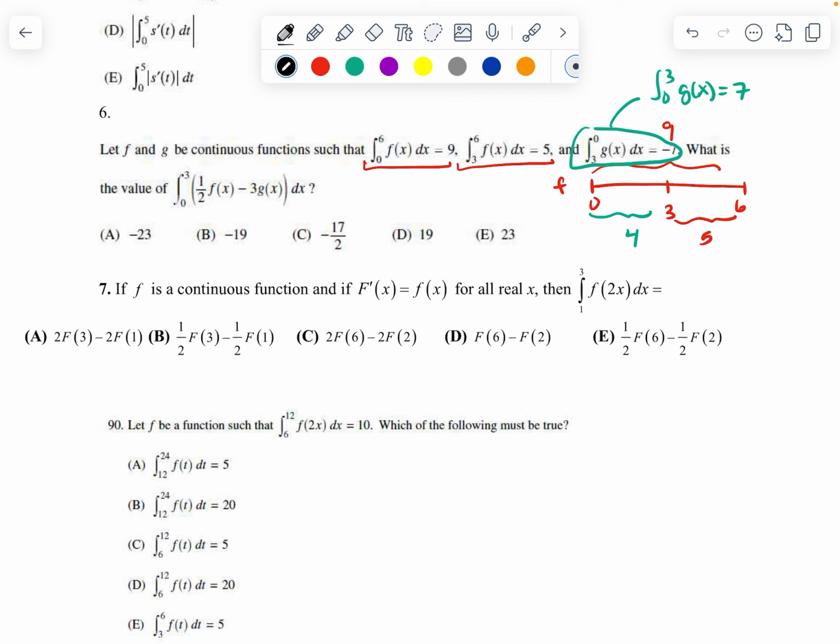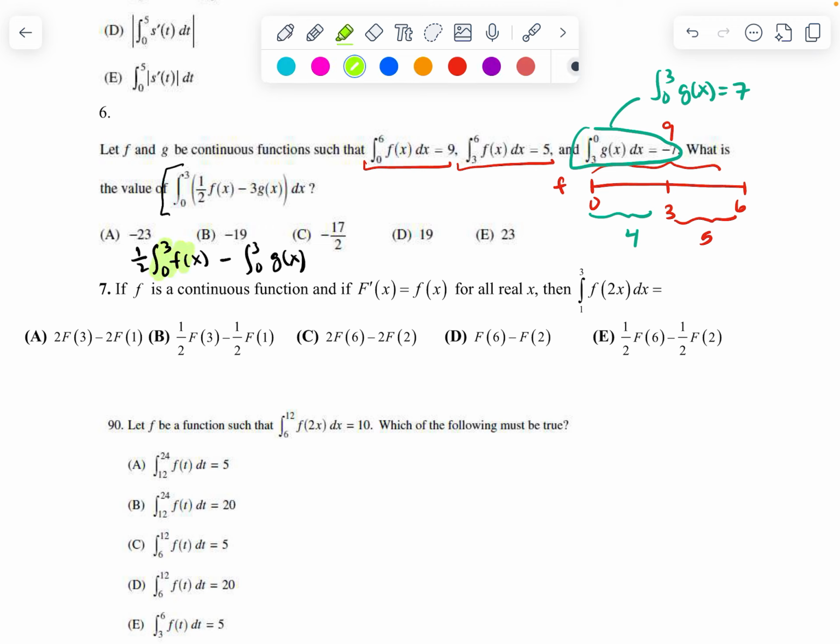They're asking you to find this mess, the integral from 0 to 3 of 1/2 f of x minus 3 times g of x. Because I have two different functions, I'm going to go ahead and split them. So I'm going to rewrite this as the integral from 0 to 3, pulling out that 1/2 of f of x, minus the integral from 0 to 3 of g of x. And then I'm just going to find them and plug them in.